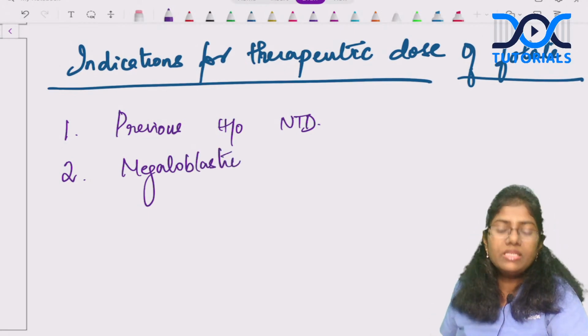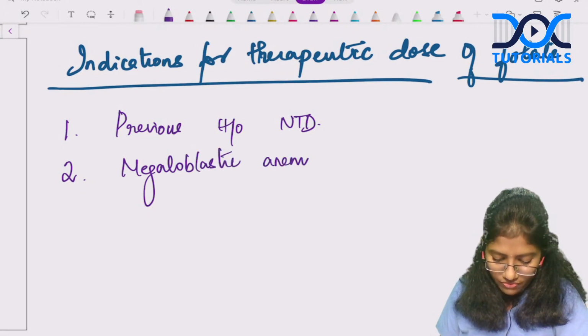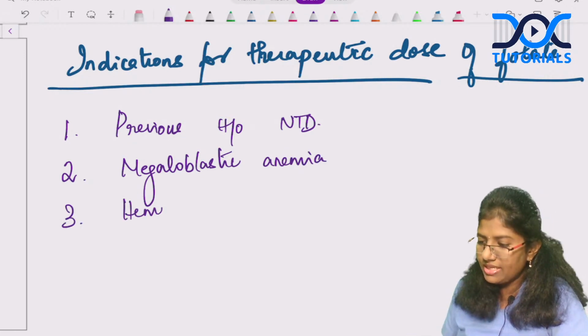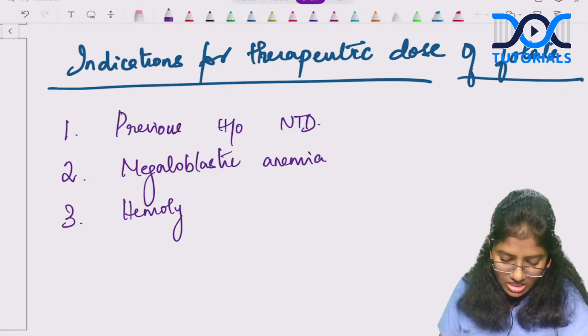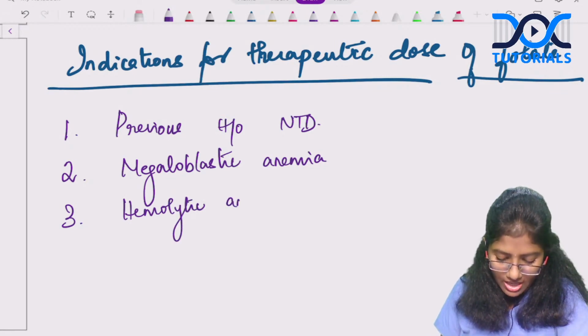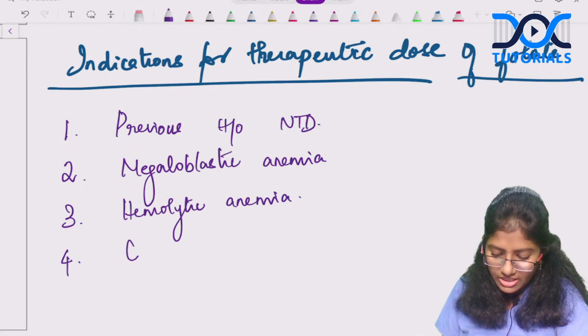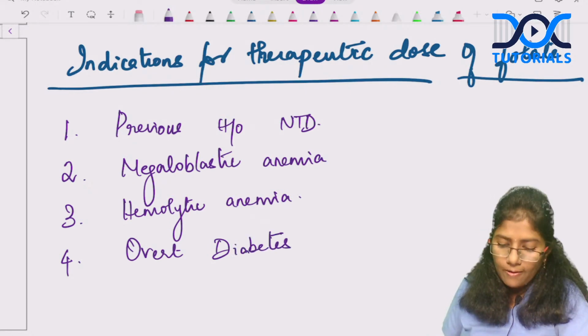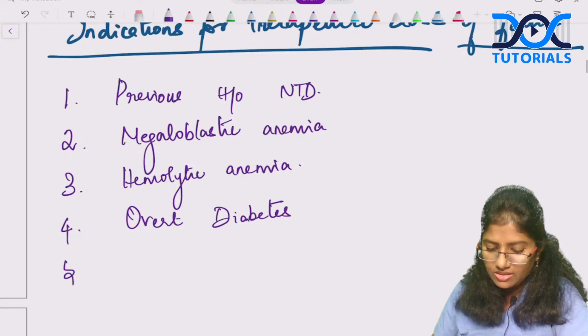The next important indication is overt diabetes. And last but not the least, women on anti-epileptic therapy. Women on anti-epileptic drugs is the last indication for therapeutic dose.